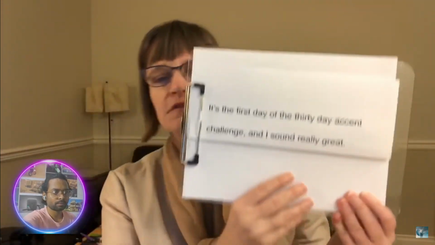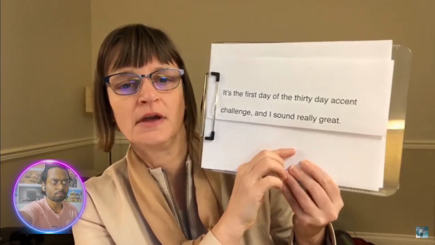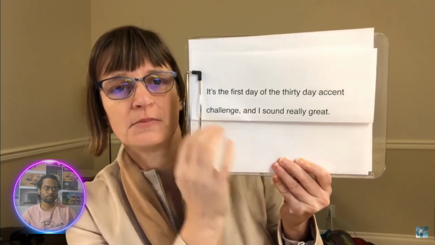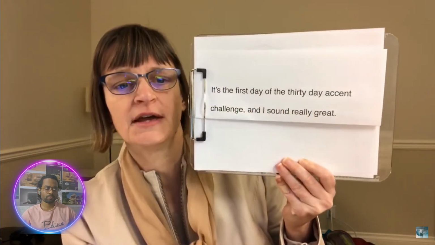So let's look at the thought groups in that sentence from the first day. I'll remind you that thought groups are groups of words that go together. We tend to pause in between thought groups and have an intonation pattern for each thought group. Okay, so here's that sentence. It's the first day of the 30-day accent challenge, and I sound really great. First of all, there's a comma right here between the two halves of the sentence. So that tells me there's going to be a pause there. That's definitely two different thought groups. First part of the sentence, second part of the sentence.